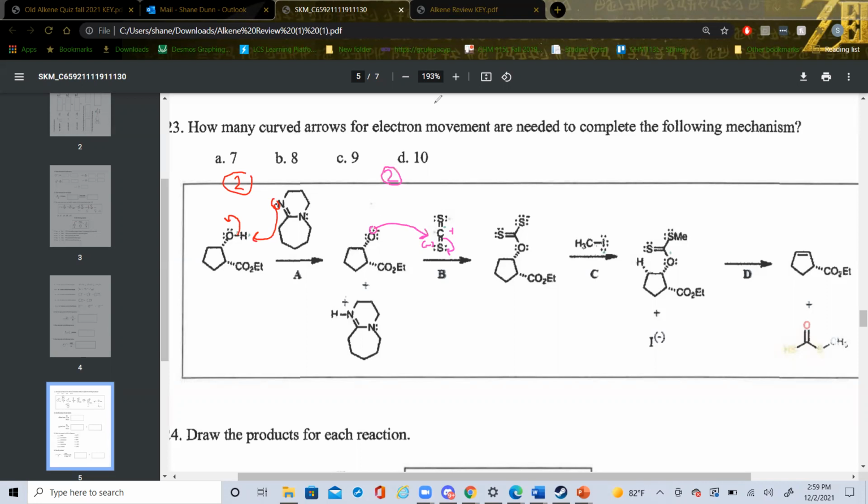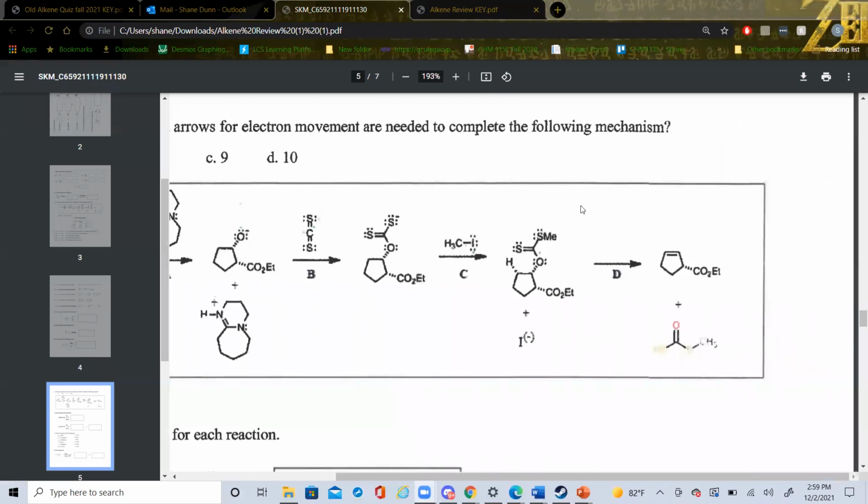2 arrows. From here, you notice that right here, the I leaves, that's 1 arrow. This negative charge in the sulfur attaches to this methyl group, which is what this guy right here is. That's 2 arrows. So far we're at 6. So right there, 6.